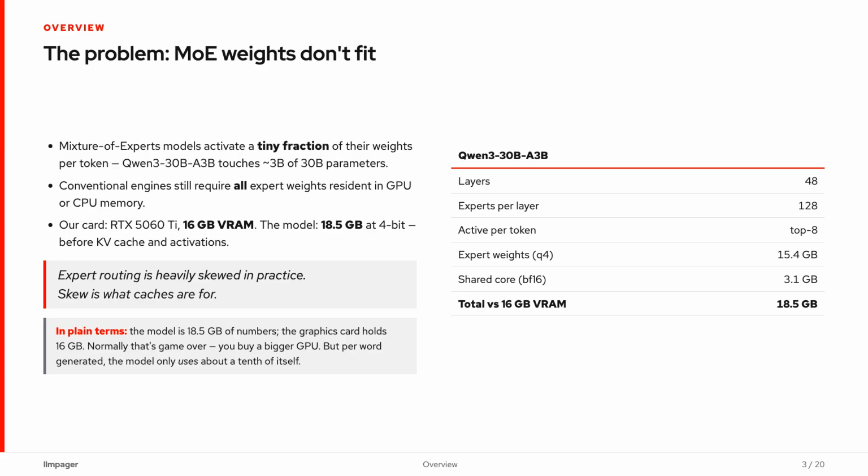The problem: mixture of experts models only activate a tiny fraction of themselves for each token. This model touches about 3 billion of its 30 billion parameters at a time. But conventional inference engines still demand that all the weights sit in GPU memory. Our card has 16 gigabytes. The model needs 18.5 before we even talk about the working state. In plain terms, normally, that's game over. You buy a bigger GPU, but per word generated, the model only uses about a tenth of itself. That's the opening.